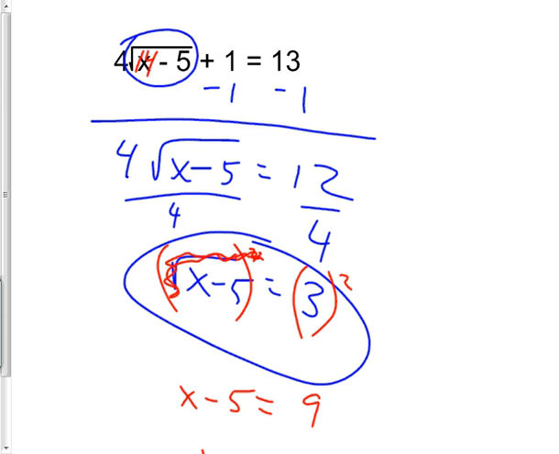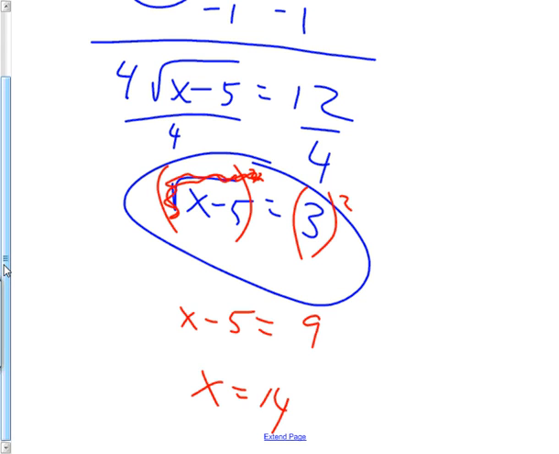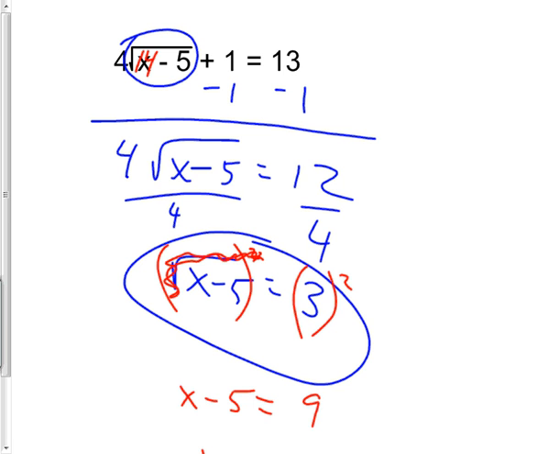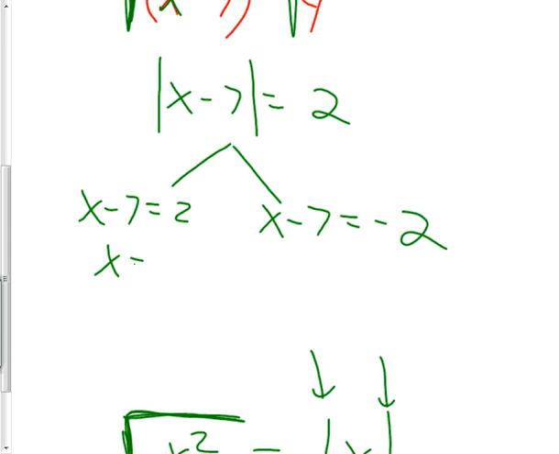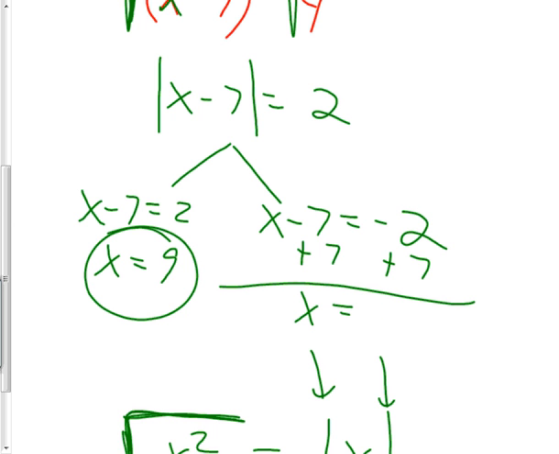Okay, so back to here. I need to have 2 answers. I need to have x minus 7 equals 2 and x minus 7 equals negative 2. And then I add 7 to both sides, x equals 9. That was a right answer. But there's another one. X equals 5.